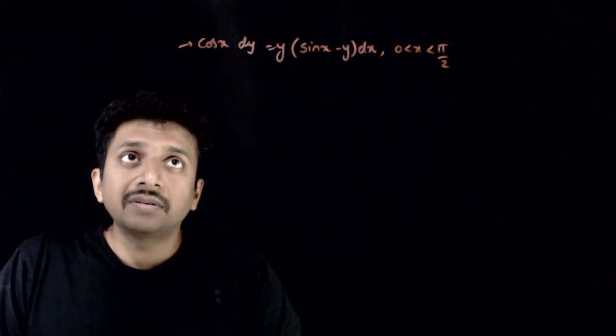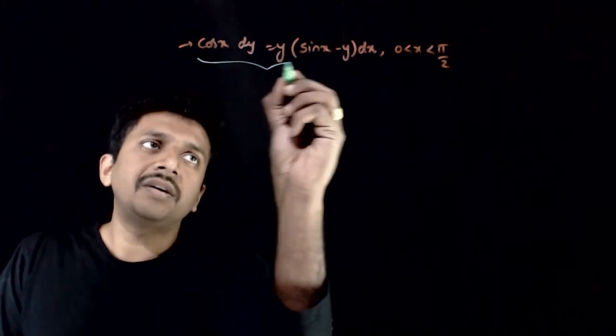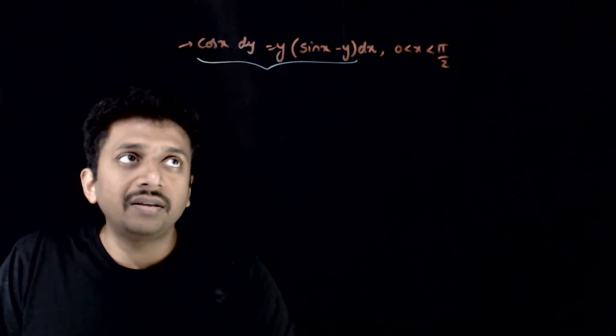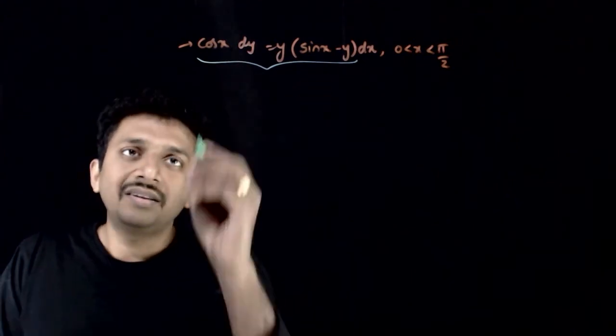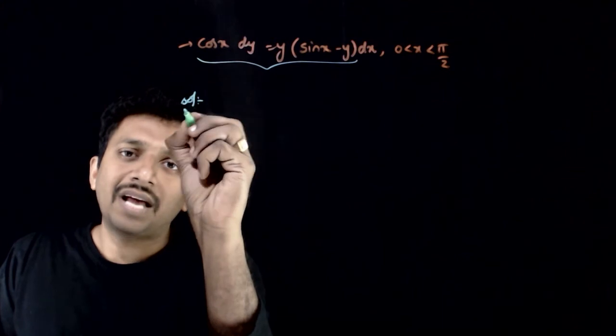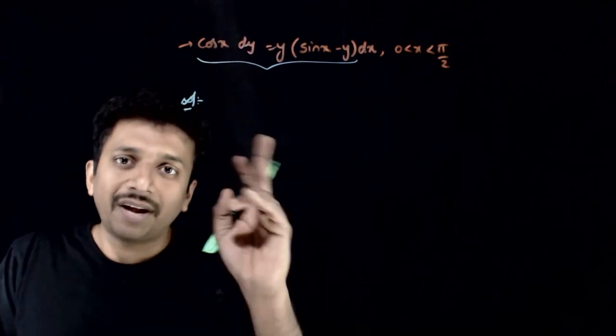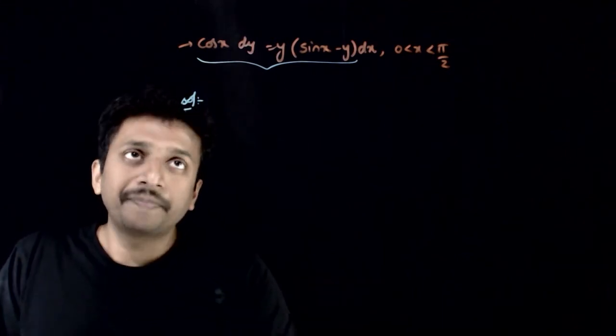So welcome students. In this question you're given the differential equation cos x dy is equal to y times (sin x minus y) dx. So how do we solve this? You're asked to solve this equation and find y as a function of x.